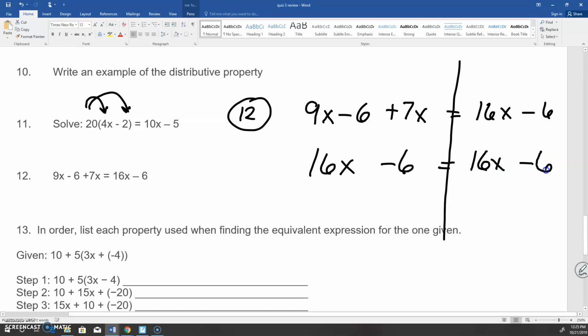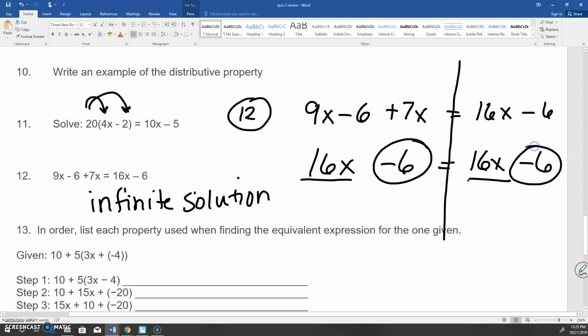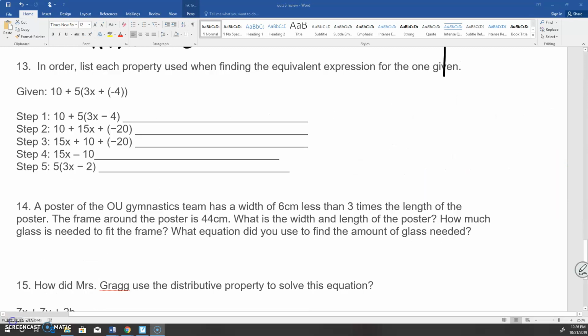16x, and then I have a negative 6. Are they the same thing? Yes. So it would be an infinite solution. Now, somebody said no solution. It would be no solution if these were the same, but these numbers were different. But if they're the exact same, it's infinite solution.